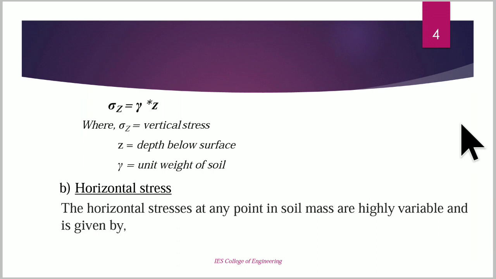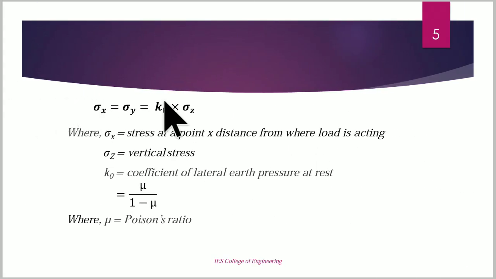Now, horizontal stress. The horizontal stress at any point in the soil mass is highly variable and is given by the equation sigma x equals sigma y equals K0 into sigma z, where sigma x or sigma y is the stress at a point x or y distance from where the load is acting, sigma z is the vertical stress, and K0 is the coefficient of lateral earth pressure at rest, which can be simply represented by the equation nu by 1 minus nu, where nu is the Poisson's ratio.